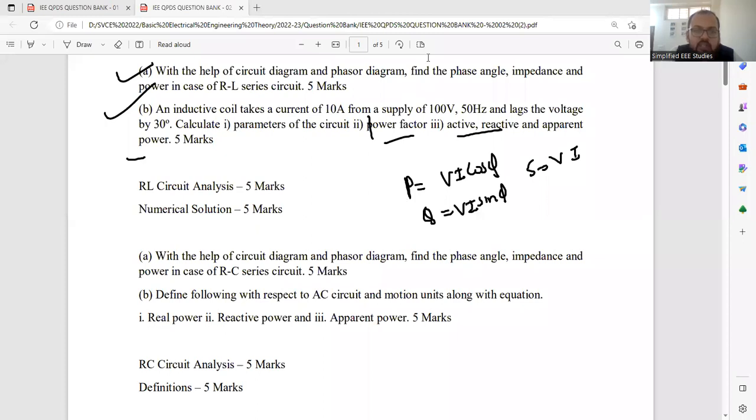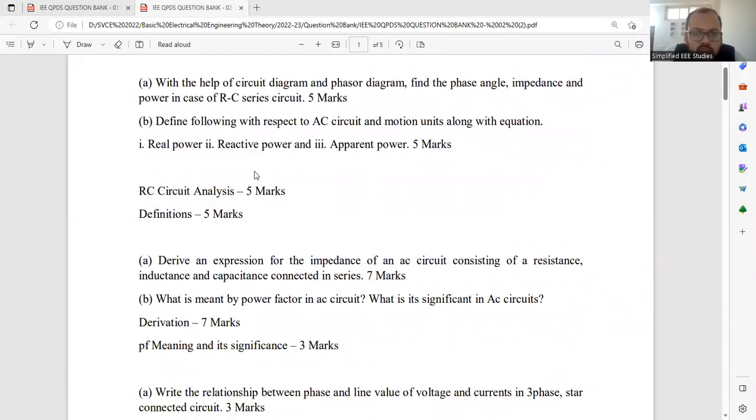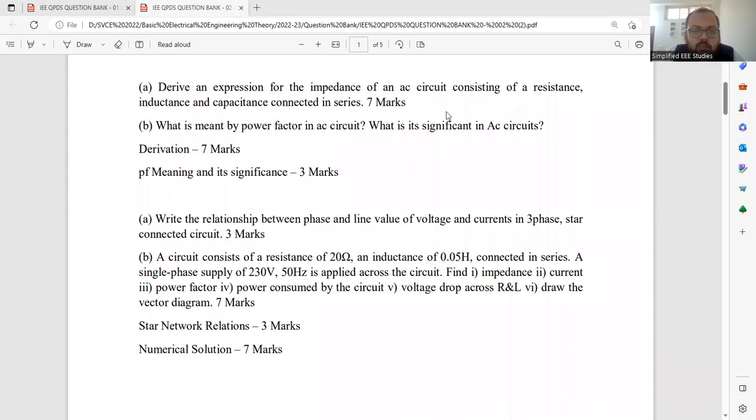Another one is a question related to RC circuit. You can expect a similar kind of question for RC circuit also. So the equation is getting varied. Fine. And also another important question, what is real power, reactive power, and apparent power? So direct definition can be expected in the examination. So you have to study the definition, equation, and basic definition. Don't forget to write the units also. Active power in terms of watts, the reactive power in terms of volt ampere reactive, and apparent power in terms of volt ampere.